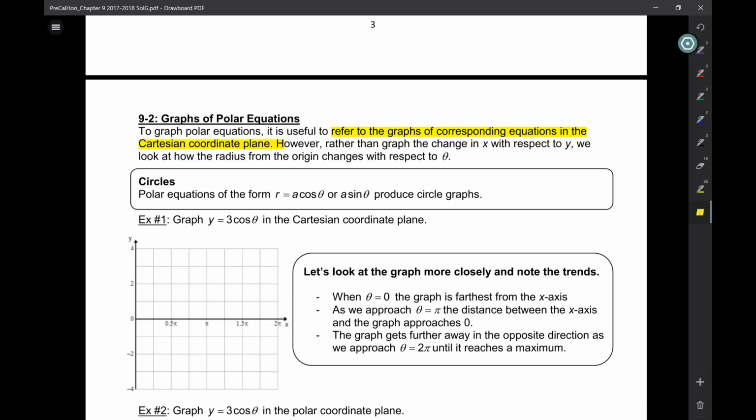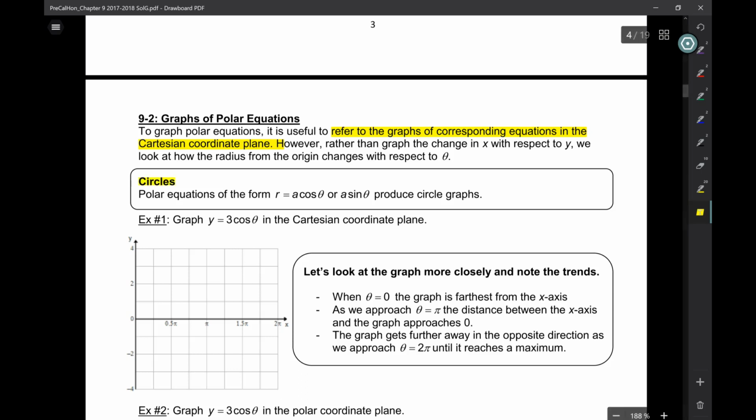Ultimately, rather than looking at change in y with respect to x, we're going to look at how the radius changes with respect to theta. As you change the angle, what happens to the radius? How big does it get? How small does it get? That's what we're looking at.